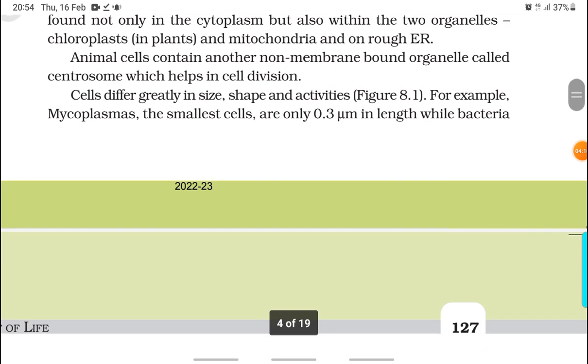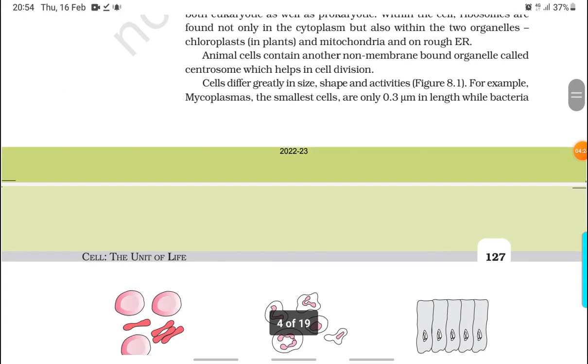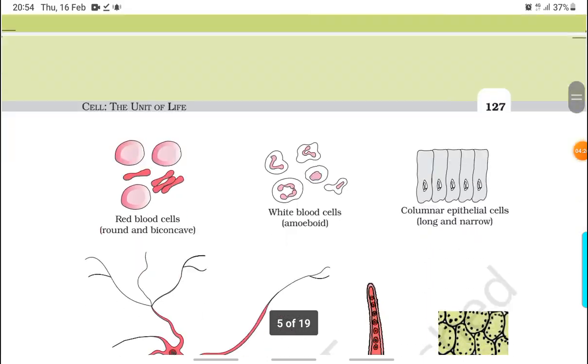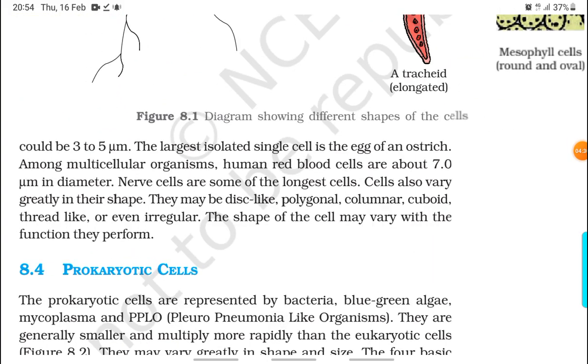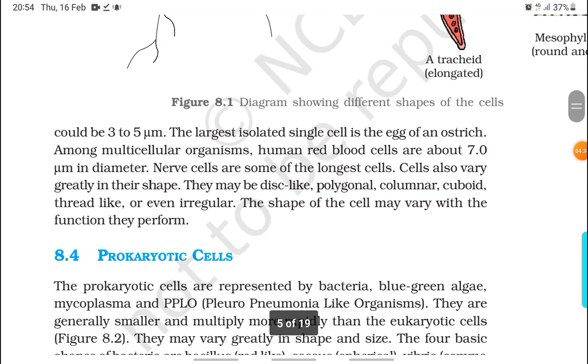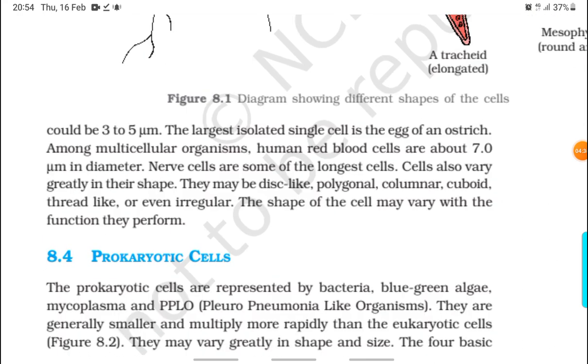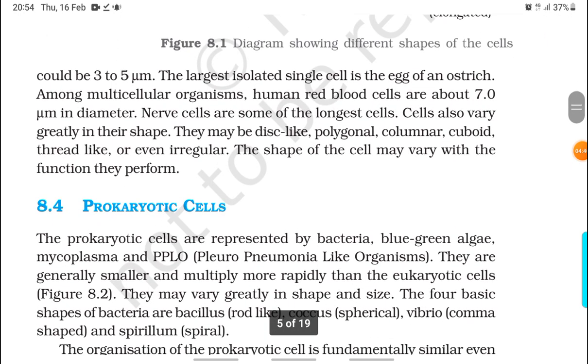Cells differ greatly in size, shape and activities. For example, mycoplasma, the smallest cells, are only 0.3 micrometre in length, while bacteria could be 3 to 5 micrometre. The largest isolated single cell is the egg of an ostrich. Among multicellular organisms, human red blood cells are about 7 micrometre in diameter. Nerve cells are some of the longest cells.